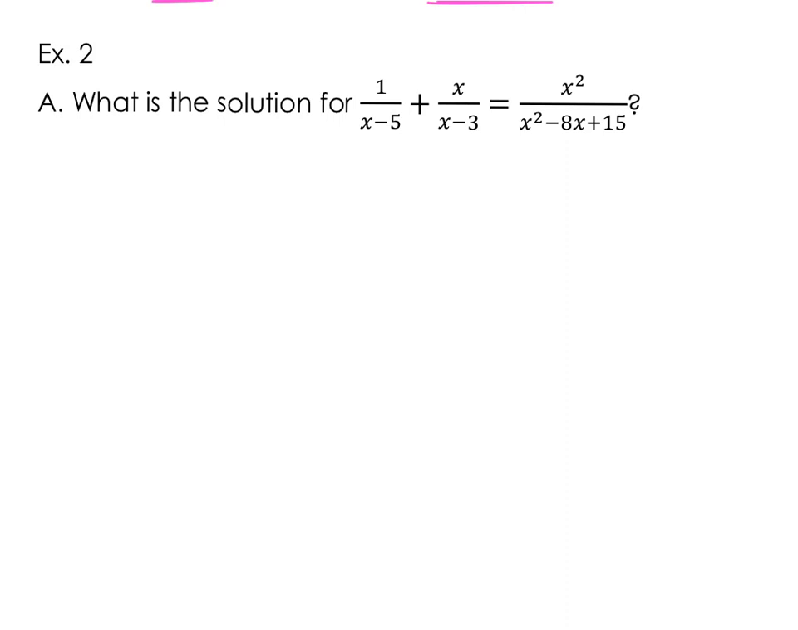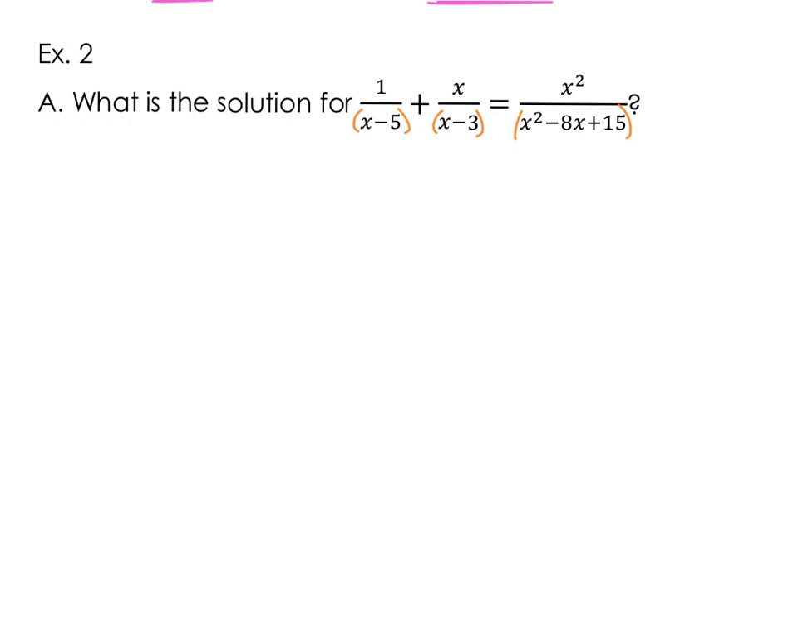What is the solution for 1 over x minus 5 plus x over x minus 3 equals x squared over x squared minus 8x plus 15? Again, first things first, anything that has addition or subtraction, I'm going to throw a parenthesis around it. I've had students ask me in the past, is this okay? And unfortunately, it is not. So make sure that anything that has addition or subtraction has a parenthesis in order to recognize that it has to be the exact same in that parenthesis to cancel out.